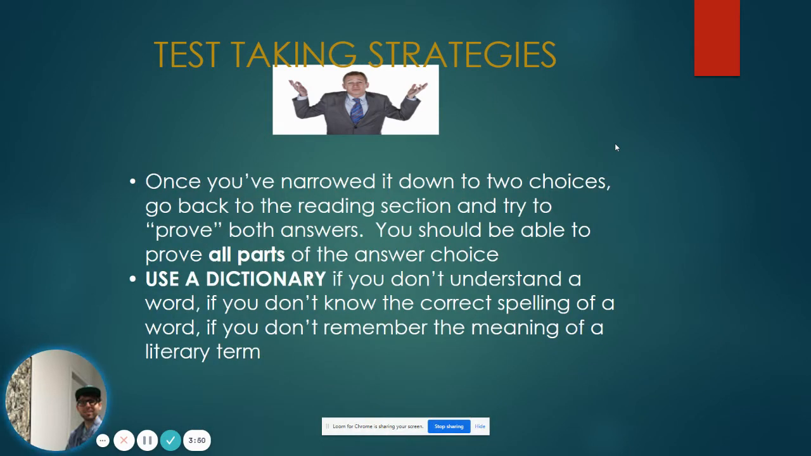Once you've got it down to two choices, what you need to do is go back to the reading section, and you need to try to prove both answers. You should be able to prove all parts of the correct answer choice. The other one, maybe you can only prove half of it. The correct answer, you should be able to prove all parts with evidence from the text. That's the important part.